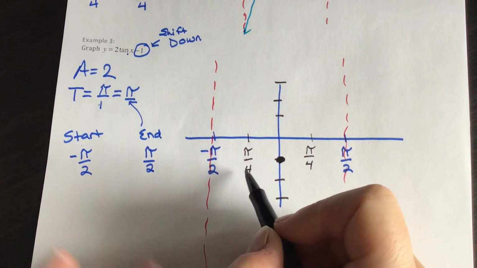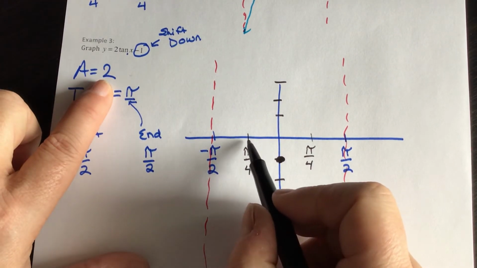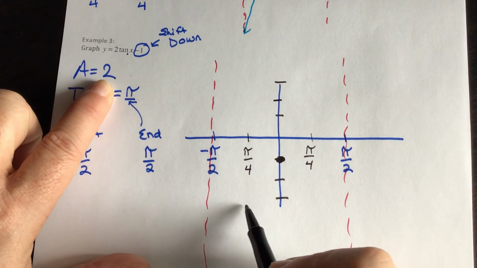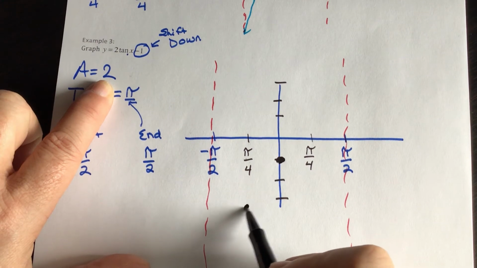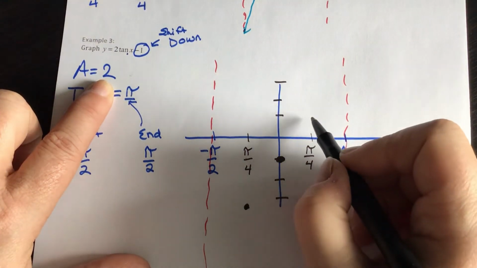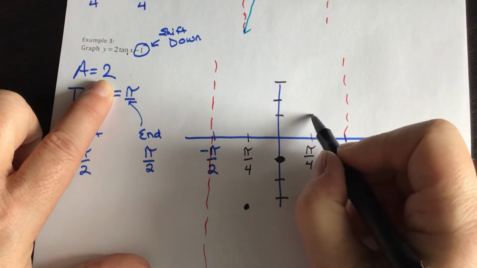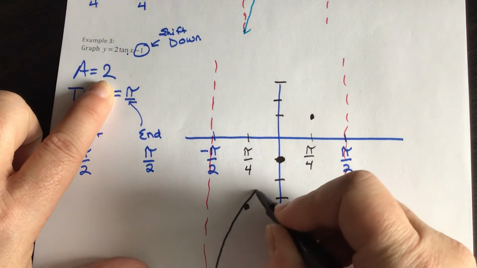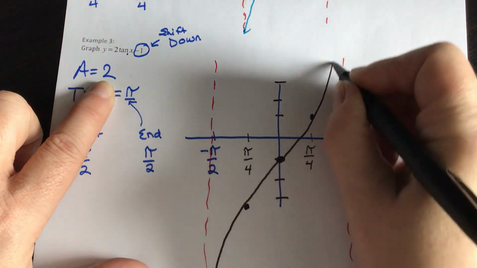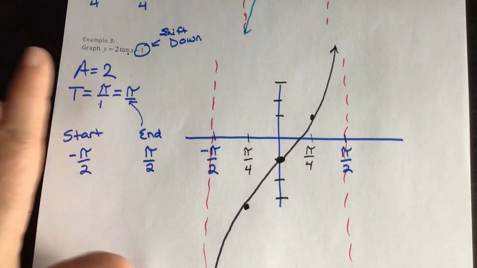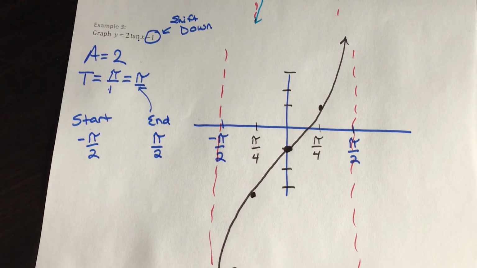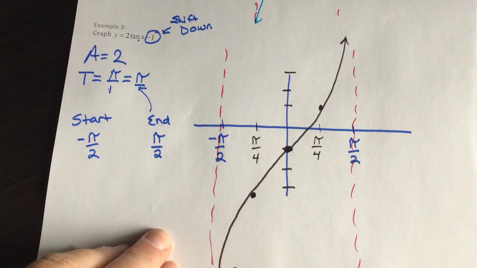At pi over 4, if my altitude were 2, this would be negative 2, but since I'm shifting it down 1, it would be negative 3. And this one would be at positive 1. So it's going to kind of look like this. And there you go. There's one cycle of tangent of x minus 1.